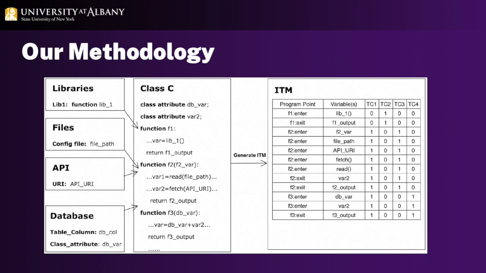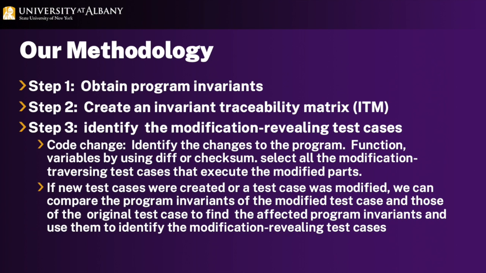1 means the test case executes the variable at a specific program point. 0 means that this program environment has no relationship with this specific test case. In the ITM, it is clear to see the library, file path, API, and database information are captured, which can be further used for regression test selection. We learned the program environment and how it's related to the code change and the execution context change. Here is a summary of our methodology. First, we obtain the program environment.